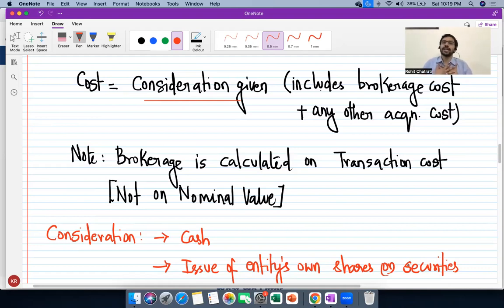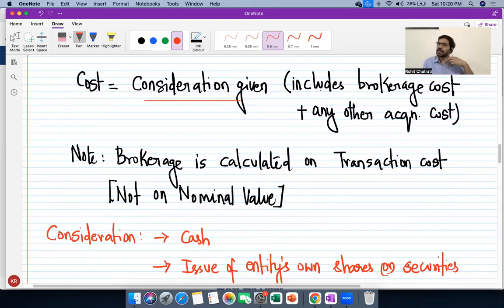When I'm giving you my own shares or my own entity's debt instruments, then the investment that I'm purchasing, the Reliance shares, will be recognized at the fair value of my securities that I'm issuing. It will be recognized at the market value of my own entity's securities.